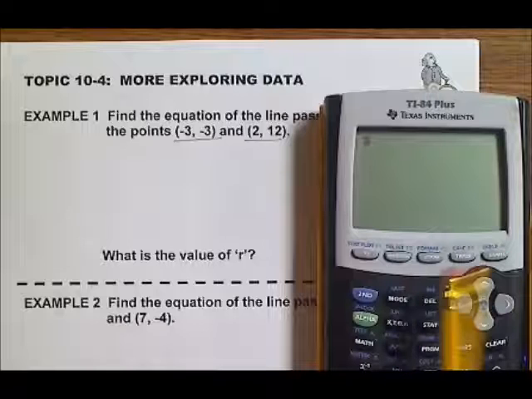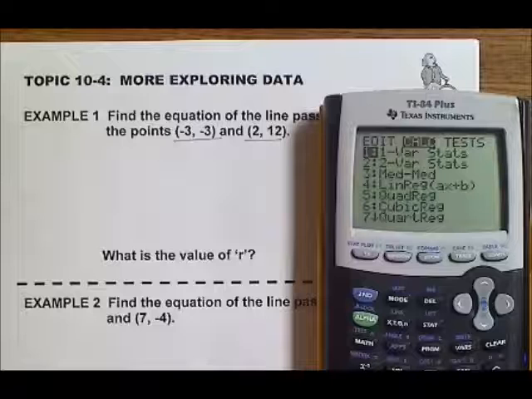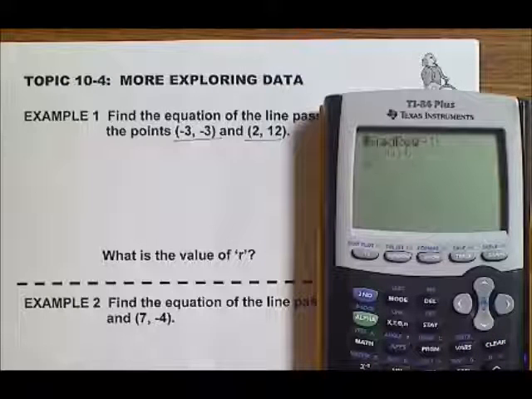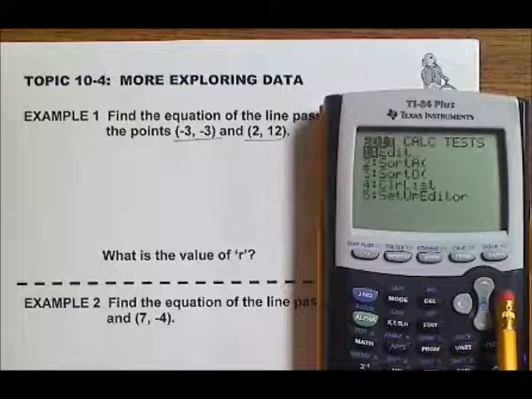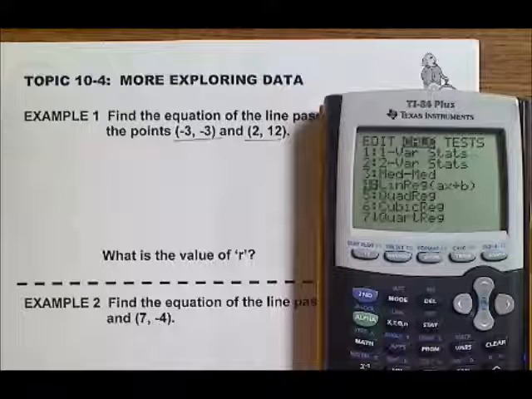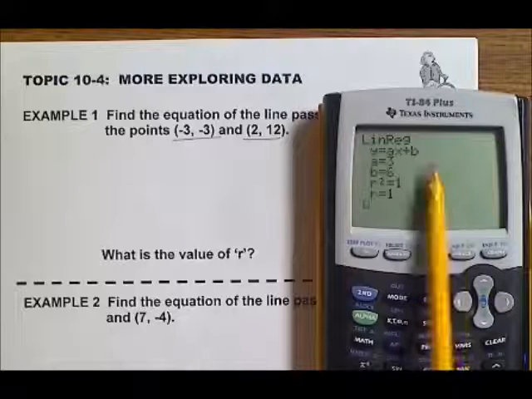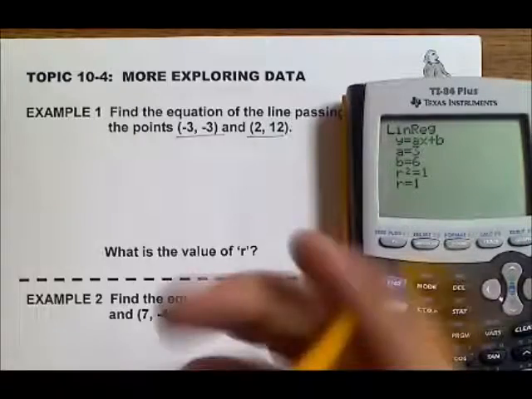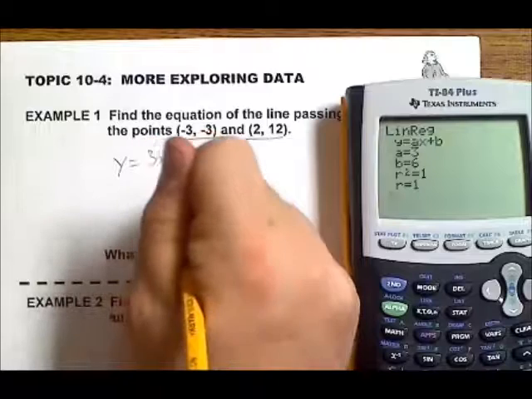And we want to go back to Stat, over to Calculate, and down to number 4. I did Quadratic Regression, no. Stat, Calculate, Linear Regression. Apparently I went down too far. And it gives us some values. Now, it tells us that A is 3 and B is 6, so y equals 3x plus 6.